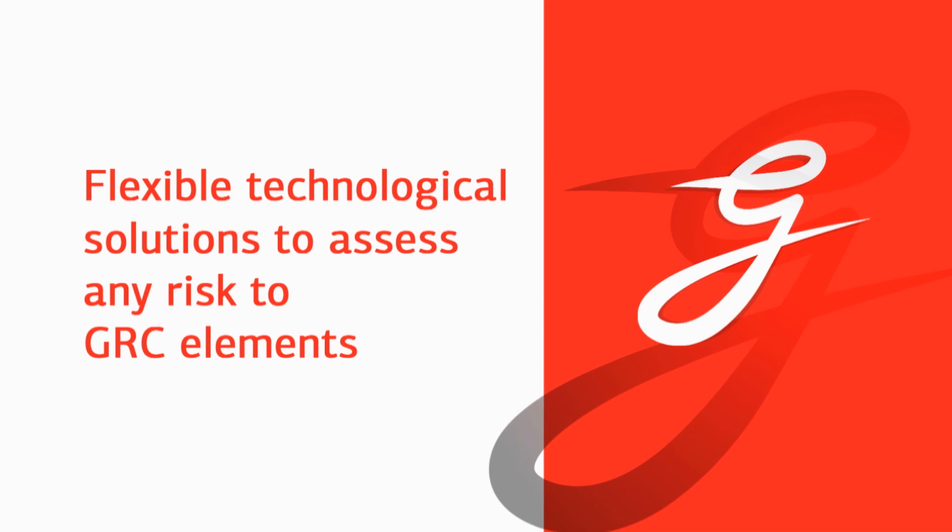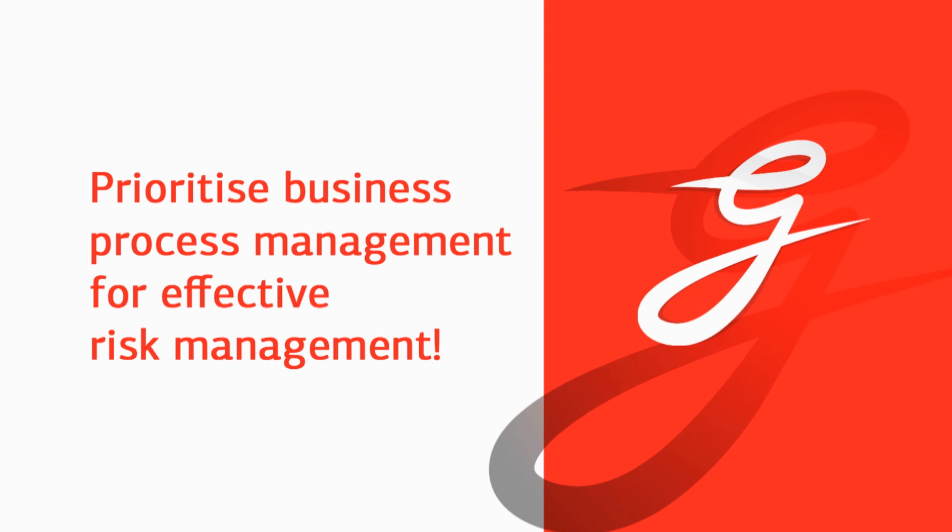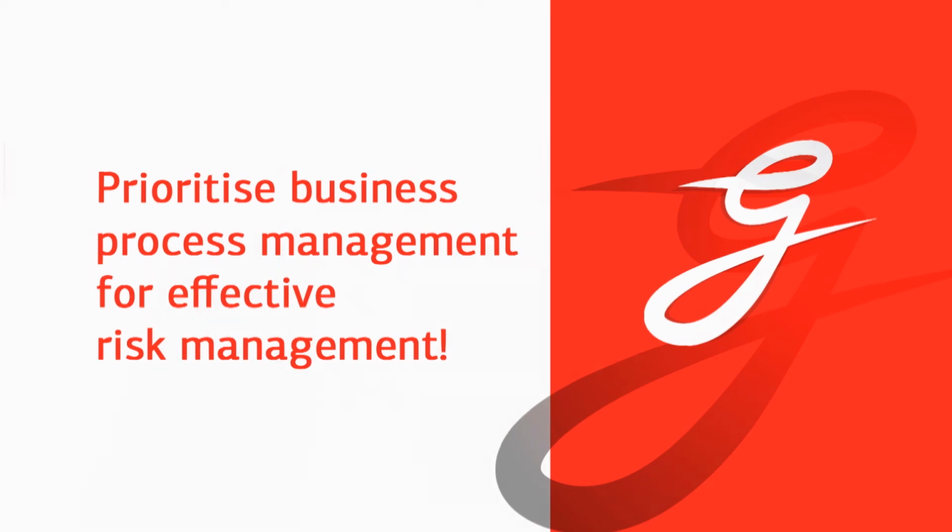The seventh principle asserts that risk convergence is evolutionary, not revolutionary. An organization's risk and compliance methods will change over time, which changes the GRC framework and general best practices. The eighth and final principle is to make business process management a priority, and this will lead to proper and good risk management.